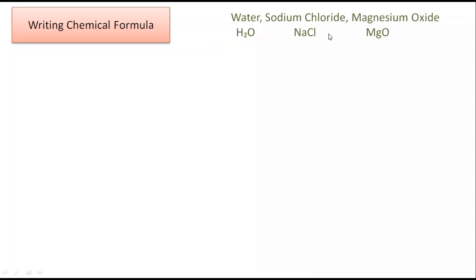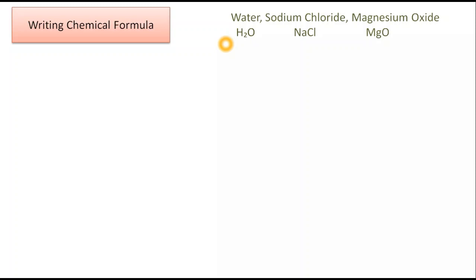Now, how can we write the chemical formula of different compounds? See, we have different compounds like water, sodium chloride, magnesium oxide. We have their formulas: for water it's H2O, for sodium chloride it's NaCl, for magnesium oxide it's MgO. So we have different formulas for different compounds. Now, how can we write different formulas for these compounds? Why do we write H2O for water? Why not OH2? So there are basically some rules as per which we write the formula of different compounds.